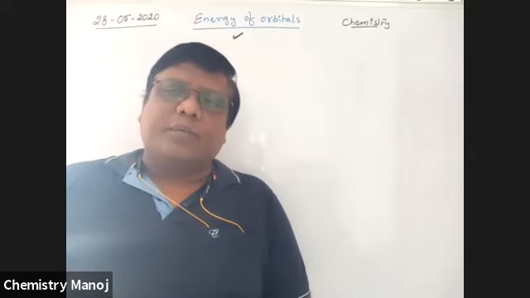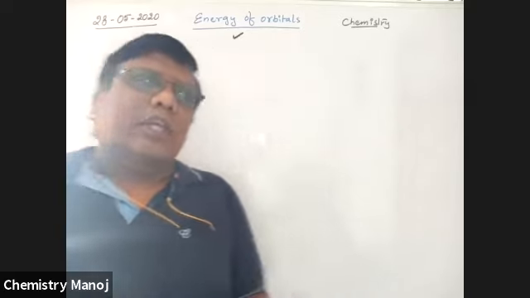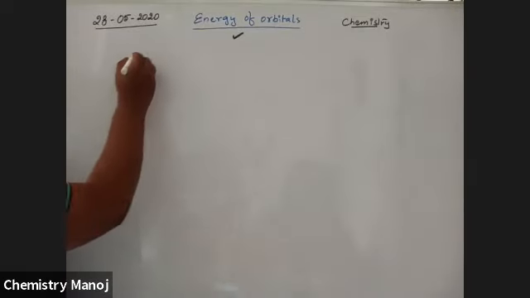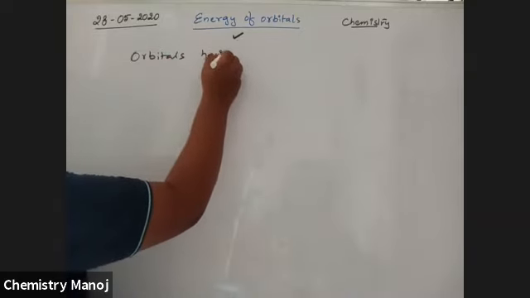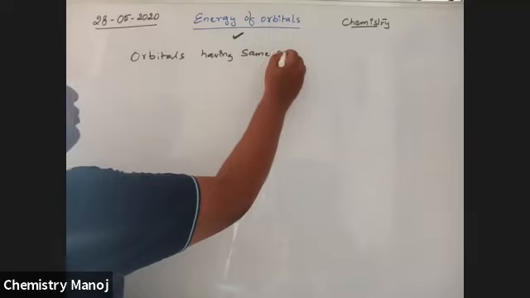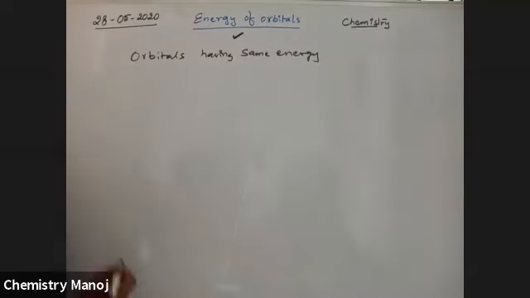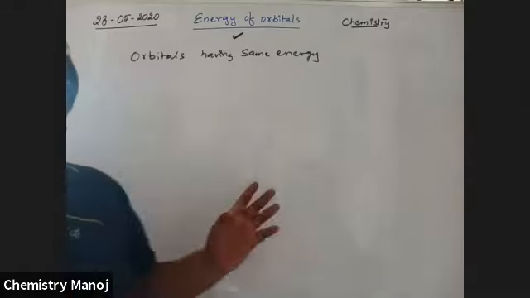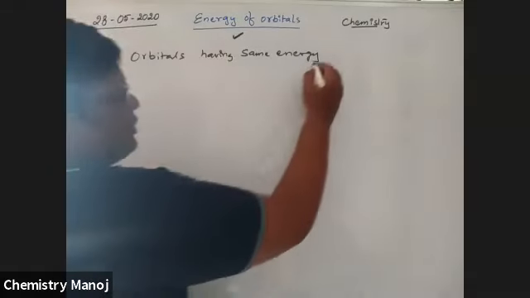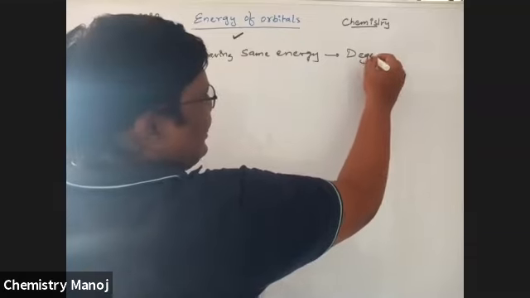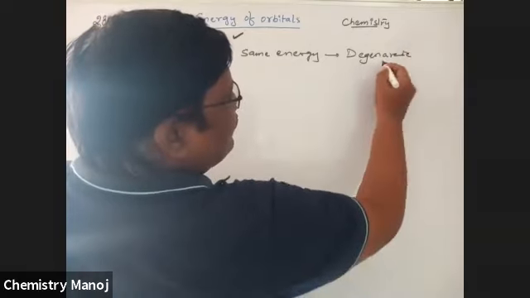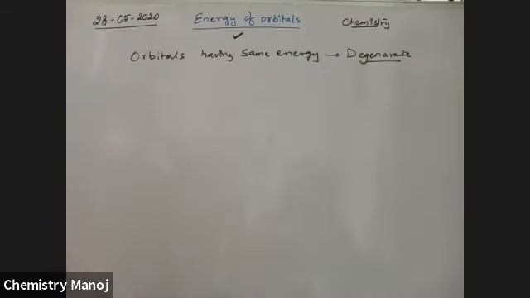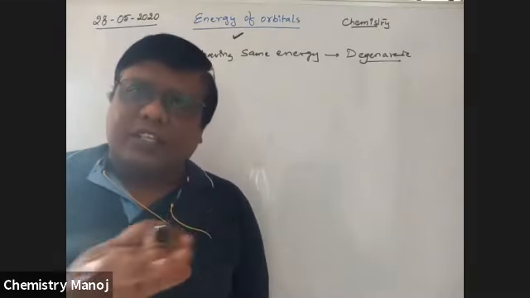Before going to that concept, there are certain orbitals in our atoms having the same energy. These orbitals are called degenerate orbitals. Degenerate orbitals are the orbitals having the same energy. So whenever orbitals have the same energy, those orbitals are considered degenerate orbitals.